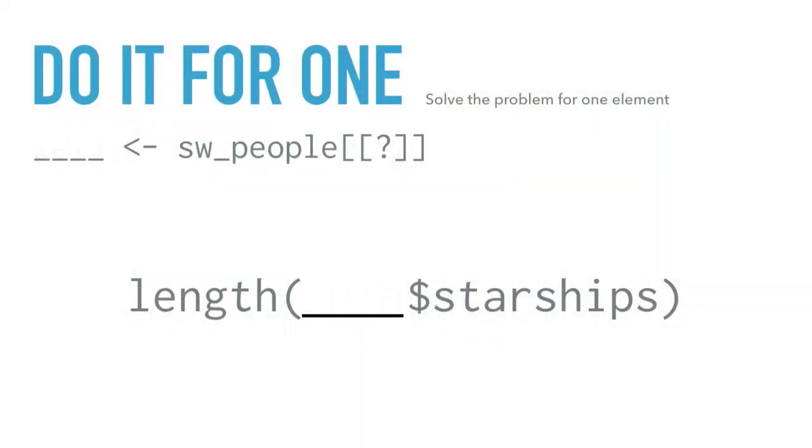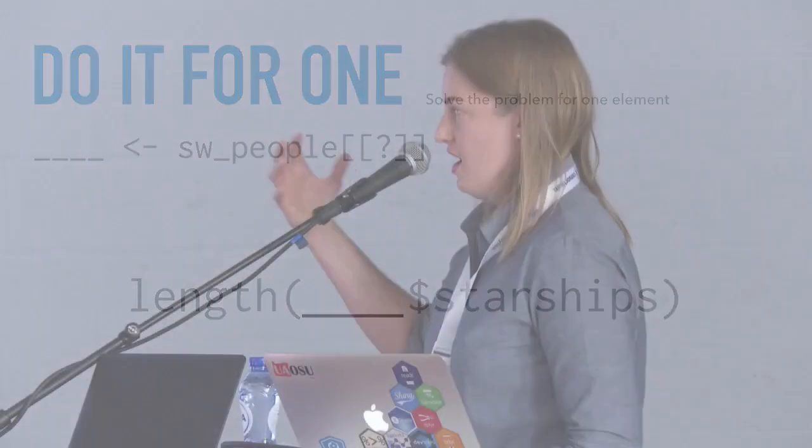And it doesn't really matter what element we're talking about. You take this element, you find the starships element of that element, and then you find its length. That's always going to find how many starships that person has been on. So purrr provides this sort of shortcut for specifying what we want to do. And here we have an idea of what we want to do. We just have to translate this into the way purrr expects it to be there.